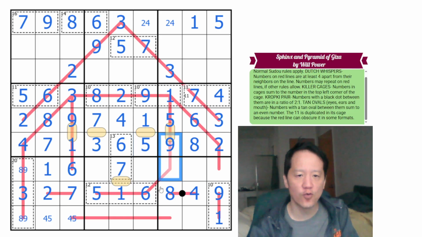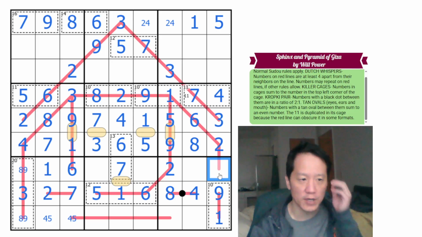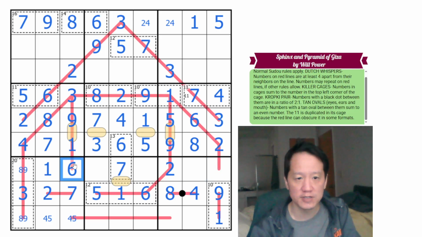This digit is 4 away from 6 or 9, and the only ones that can fill that are 1 and 2, but 1 is already taken into account, so this must be a 2. A 2 can be next to 6, 7, 8, or 9 on a Dutch whisper line, but it can't be 6, 7, or 9. 8 or 9. Oh, we have a problem here.